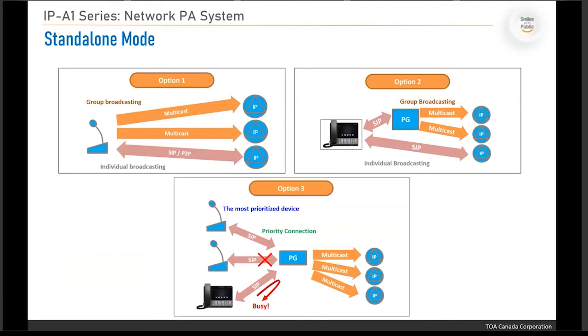So if you have a project where you need just one paging microphone and multiple IP speakers or IP devices like the IP audio interface or IP zone amplifier, you just need one IP paging microphone to do individual and group broadcasting, peer-to-peer multicast. Now, if you have a SIP phone and the project requires a SIP phone instead of a paging microphone, you can do so by adding a paging gateway. So the paging gateway will handle the SIP to multicast conversion.